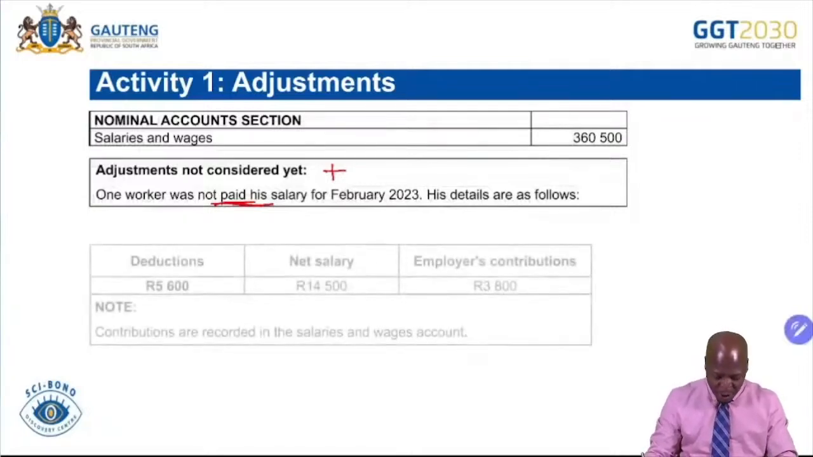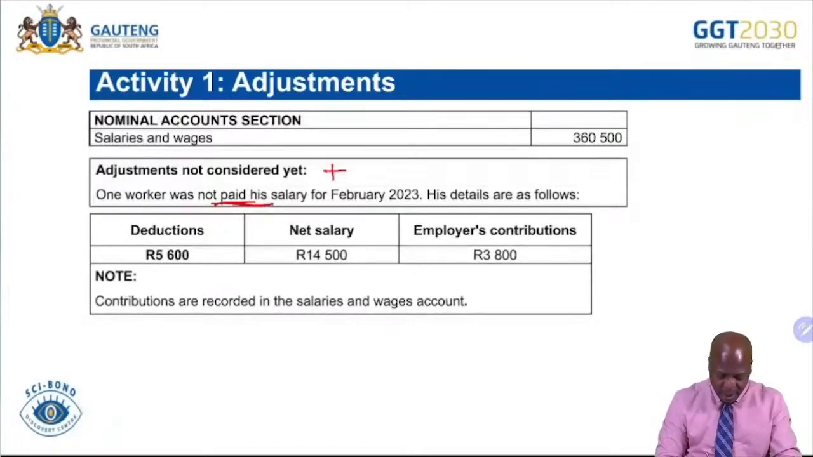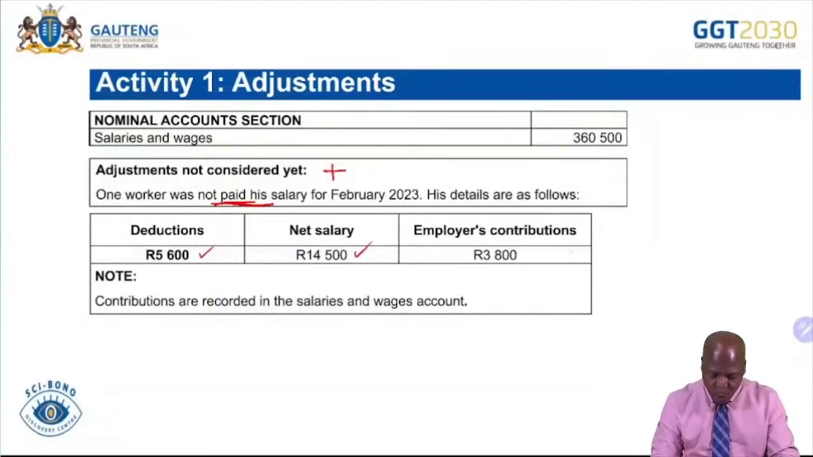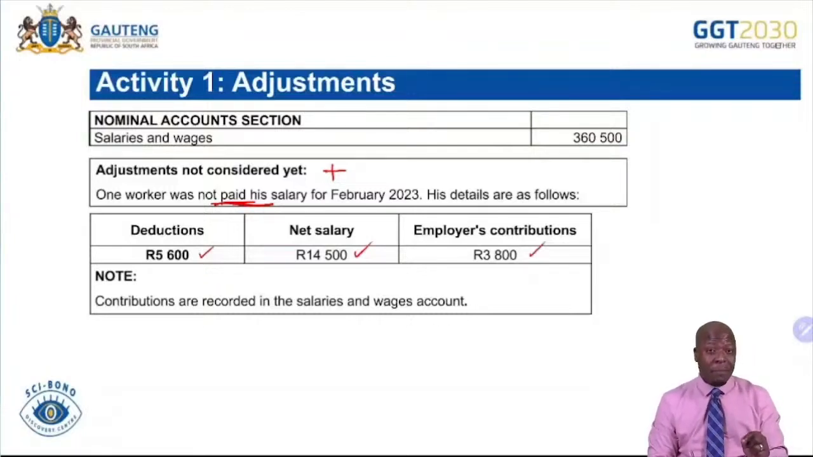Let's see if we have more information. We are then given deductions, we have net salary, and we have the impressed contributions. And we're told contributions are recorded in the salaries and wages account. Very important, especially when you prepare the statement of comprehensive income, because at times they'll be recorded separately. But in this case, we are told that contributions are recorded in the salaries and wages account. Okay, once we have this, it is very important to understand how to do this adjustment properly.